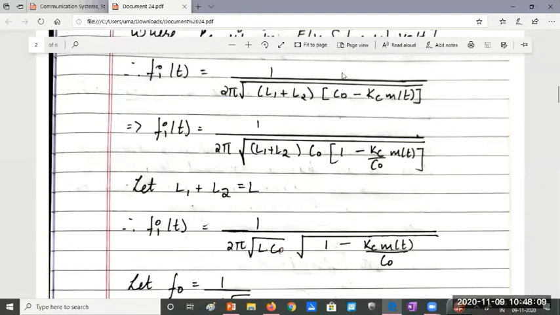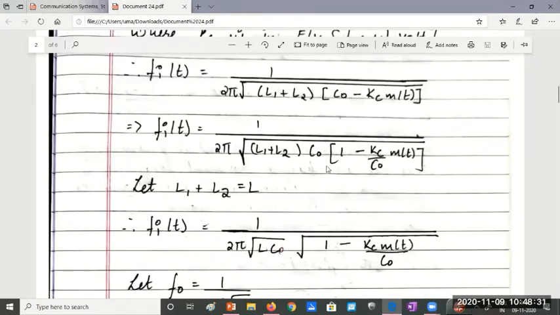We'll simplify this now to get the standard FM expression. I want to prove that the output of this Hartley oscillator would be an FM wave, which means from this equation, I should get the form of standard FM. So from now onwards, it's only mathematical manipulations.